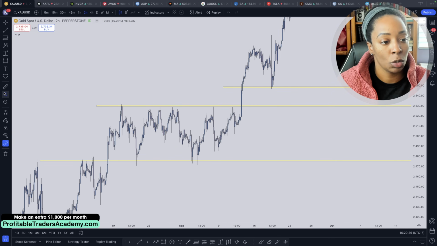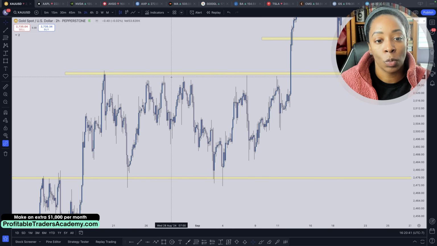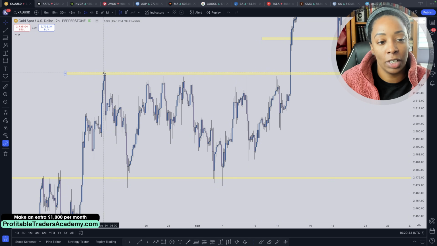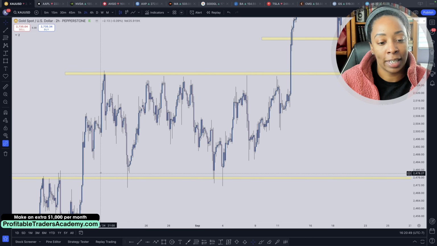So let's look at this level right here. You can see, let's zoom in, you can see that price is sitting really nicely in this zone. We have all these rejection wicks right here. We have a resistance up here. I like it. So this is at 25.30. We're going to keep that.